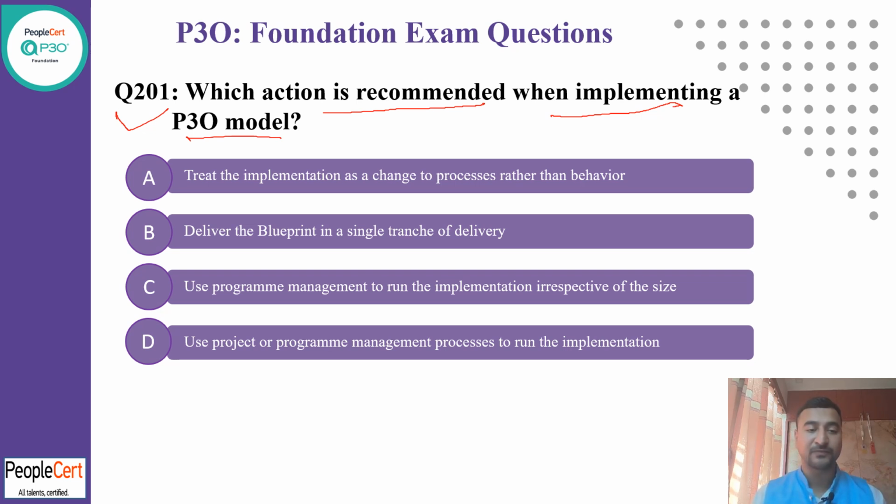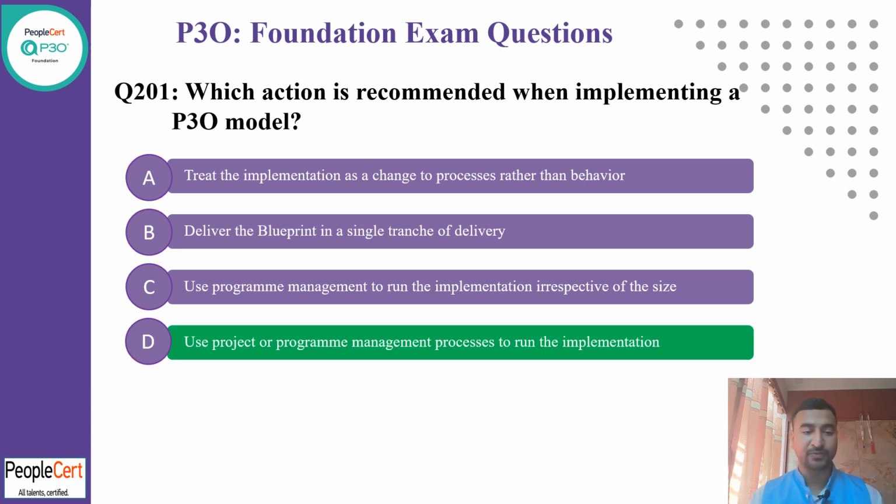So let's read option A: treat the implementation as a change to process rather than behavior. Option B: deliver the blueprint in a single tranche of delivery. Option C: use the program management to run the implementation irrespective of the size. And option D: use the project and program management process to run the implementation. So accordingly, D would be the most correct answer.